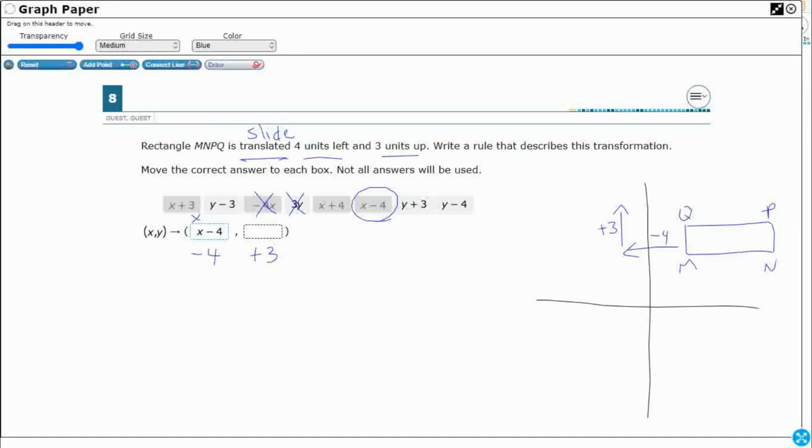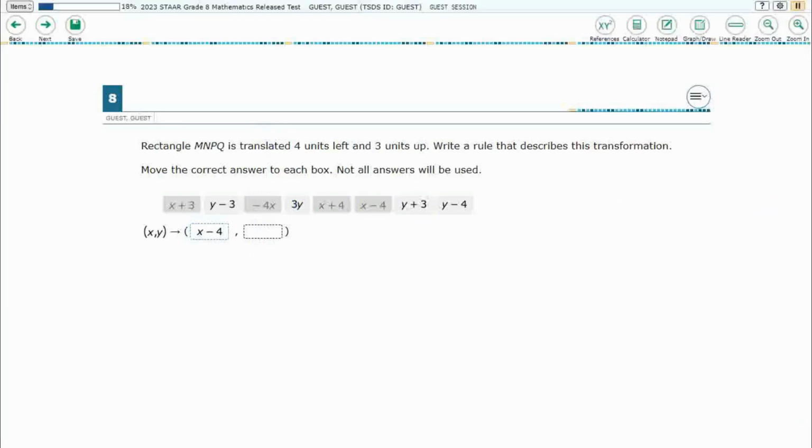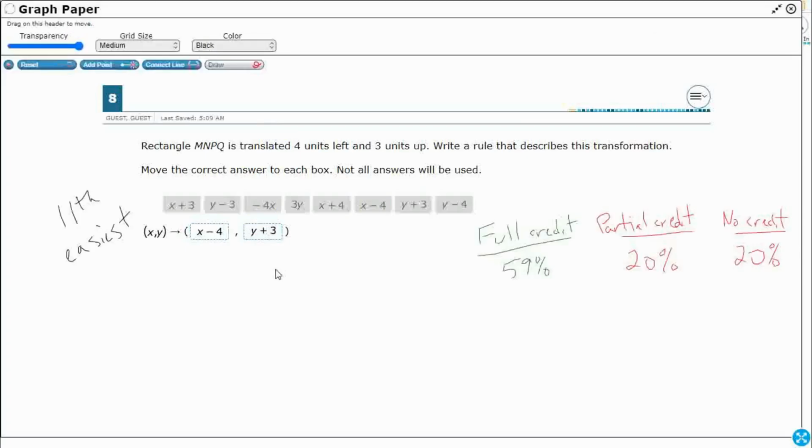So we are going to say y is going to go up 3, so that's going to be this right there. And that's how we would answer this question. Let's see how we did across the state of Texas. So this tended to be on the easier side. This was the 11th easiest problem.